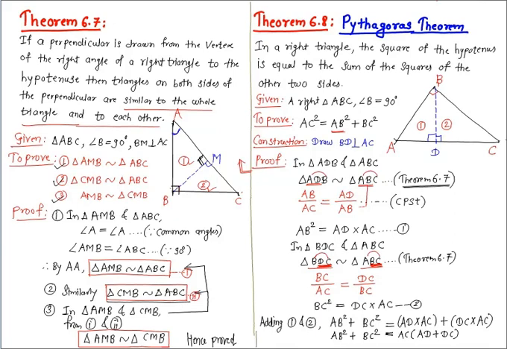Now if you see in the figure, AD plus DC is equal to AC, right? So in place of AD plus DC we can write AC, and this will get multiplied with AC, it will be AC square. So this will be equal to AC square. Therefore you can write AB square plus BC square is equal to AC square. And this is what we have to prove. You can write hence proved.